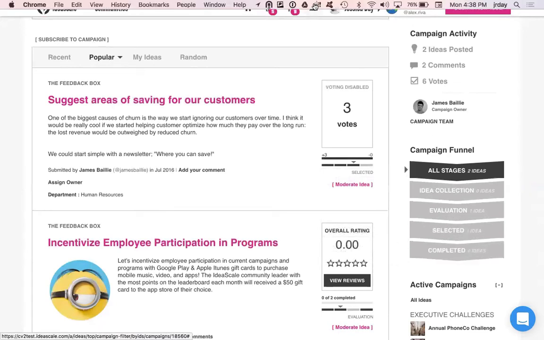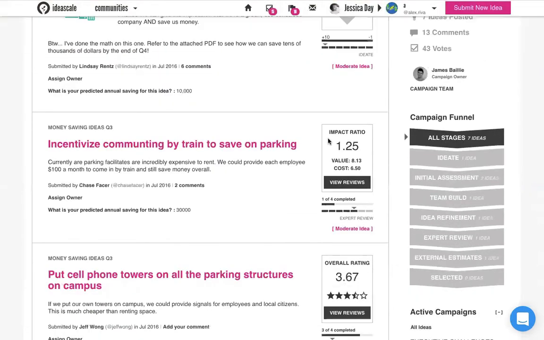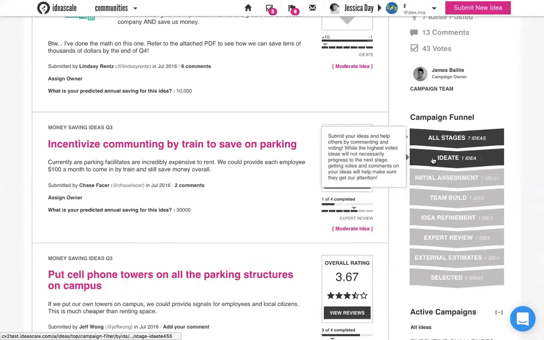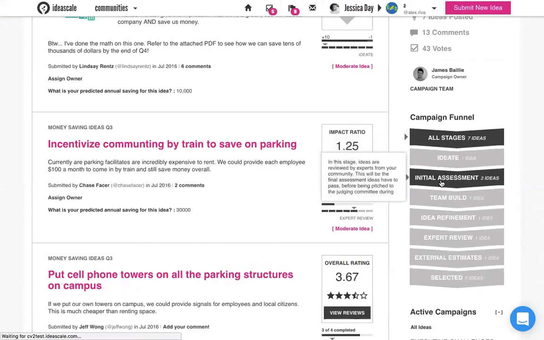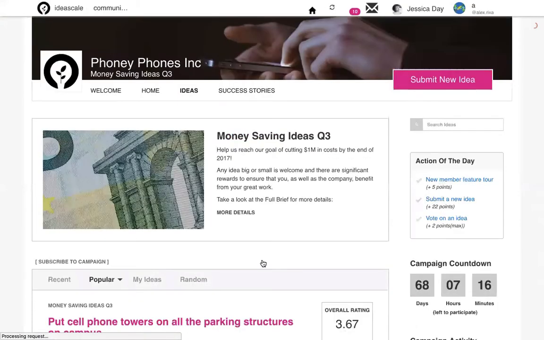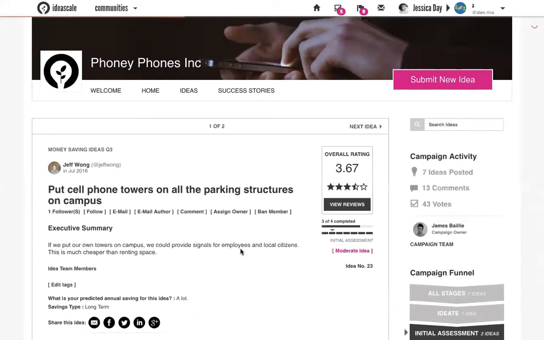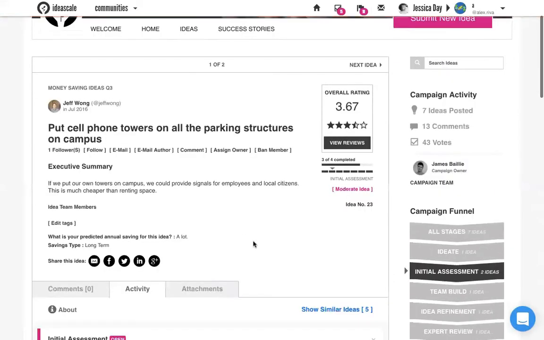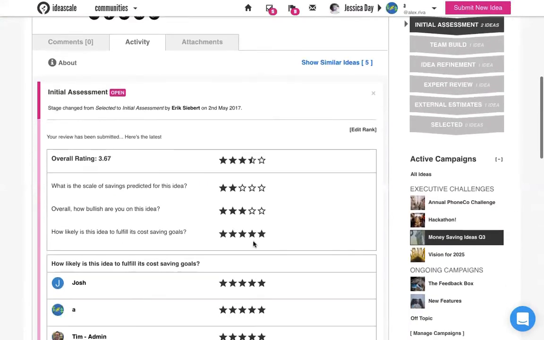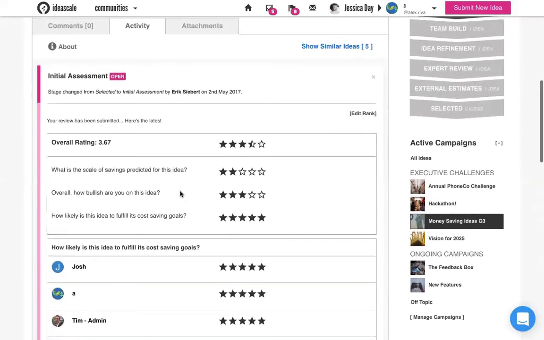But let's go back to that Money Saving campaign, because you've got so many different types of assessment that we can look at. So let's look at that initial assessment to begin. Maybe let's look at the "put cell phone towers on all of the parking structures on campus" idea. And if you scroll down to the activity, you can see that ideas are being rated on basically 3 different criteria: the scale of the cost savings, the level of interest, and the likelihood of completing this idea.